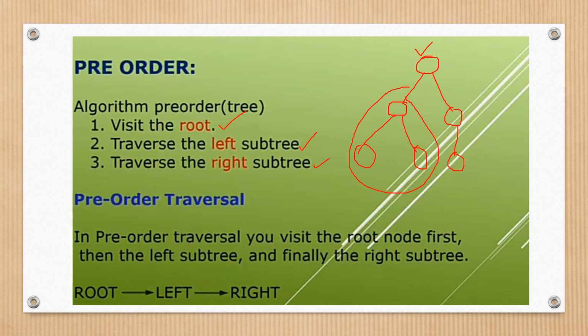After completely visiting this left subtree, we will go to the right subtree. In the same way, after visiting this, we have to visit the left, after that the right. Again, if it contains any child, first we have to visit the left, then only the right. In pre-order traversal, you visit the root node first, then the left subtree, and finally the right subtree. Root, left, right.